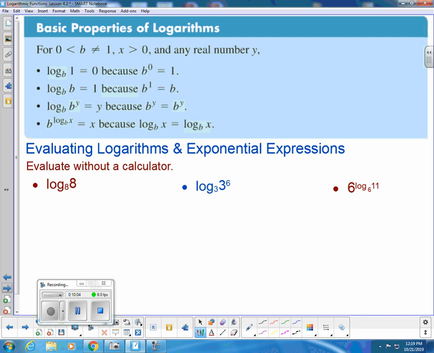Try these without a calculator. This is going to equal 1, right? Anytime the base and this number are the same, it equals 1. 8 to the first power gives me an 8. What about this guy? 3 to what power gives me 3 to the 6? Yeah, that's going to equal 6, right?